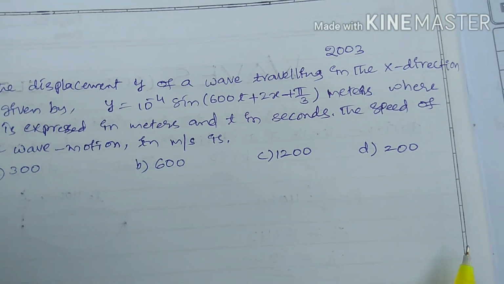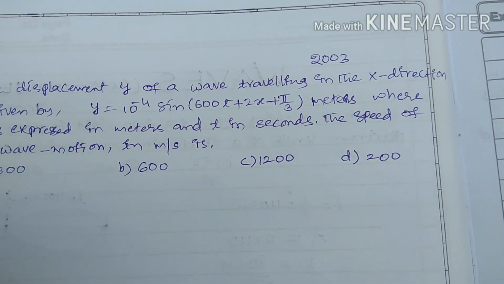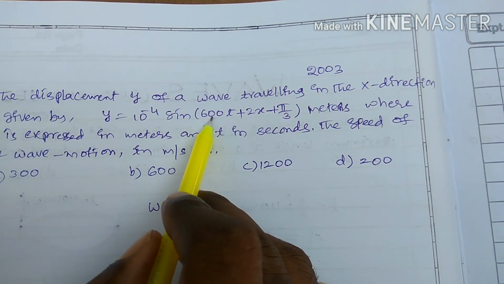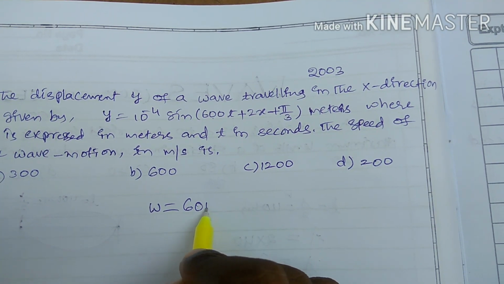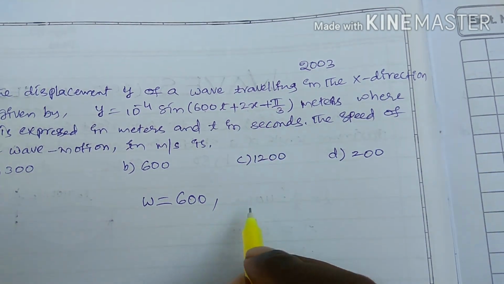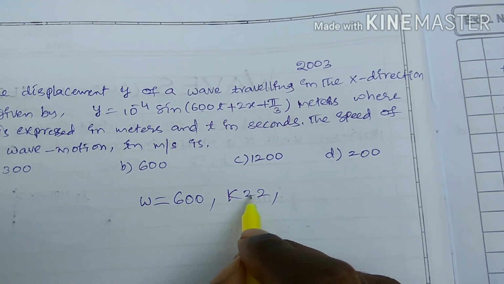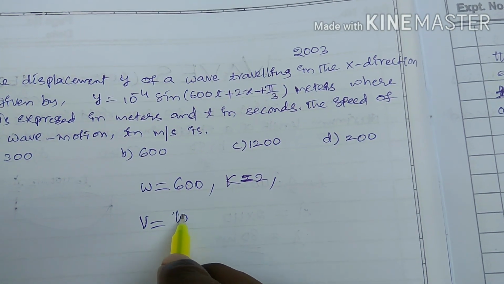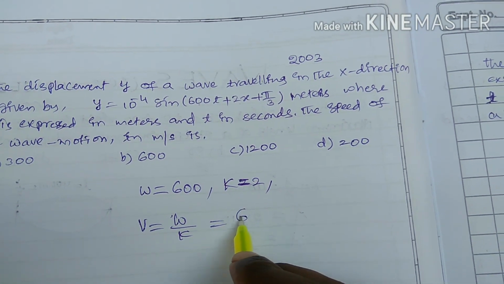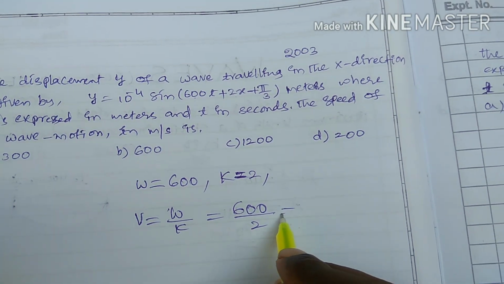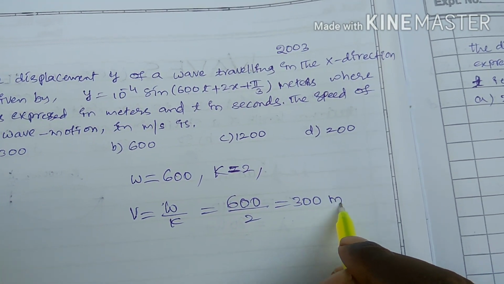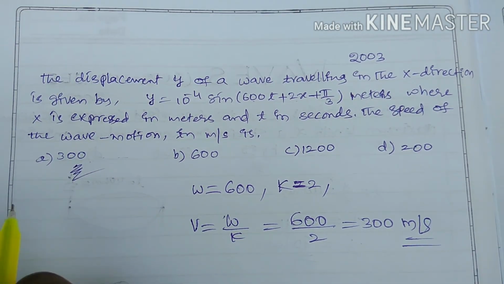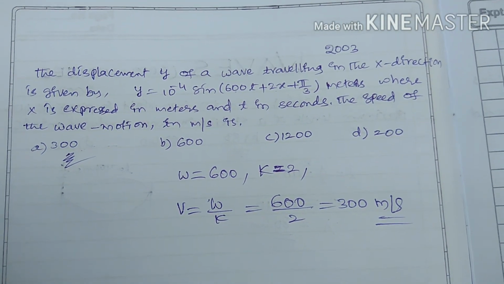So here we have to compare with the general equation of the wave. So omega is nothing but 600, and k is 2. So the speed of the wave v is equal to omega by k, which is 600 by 2, that is 300 meter per second. So this is the right answer.